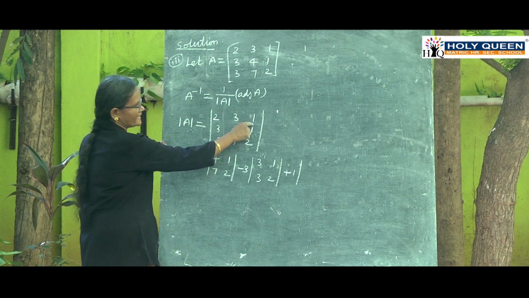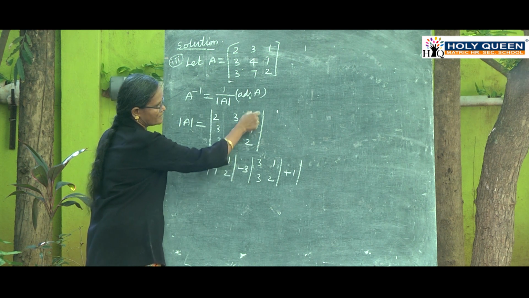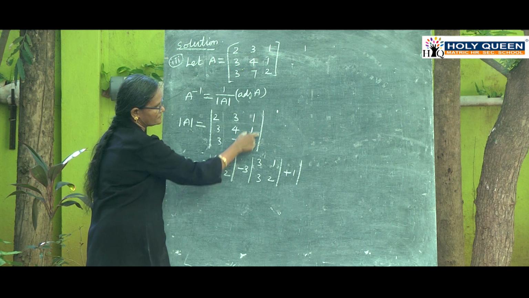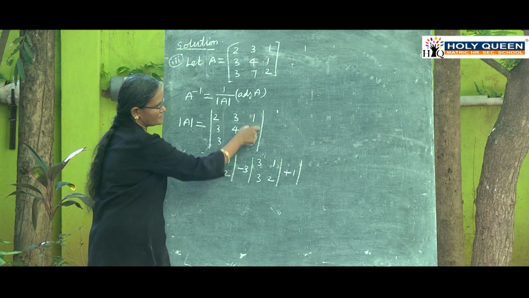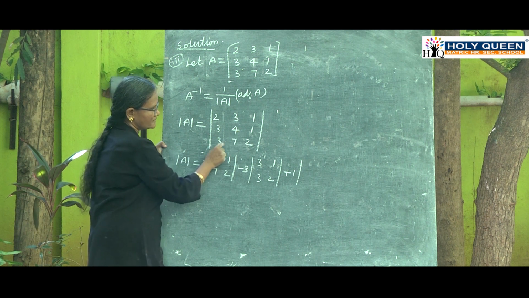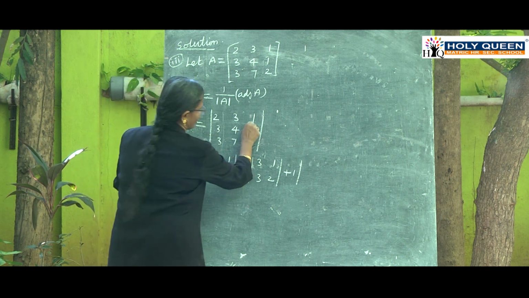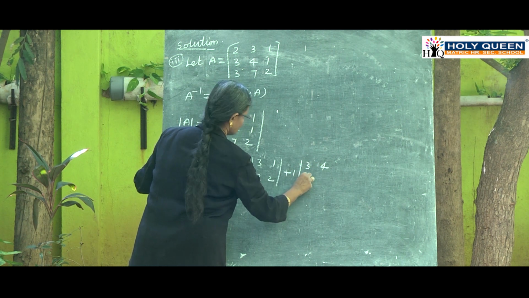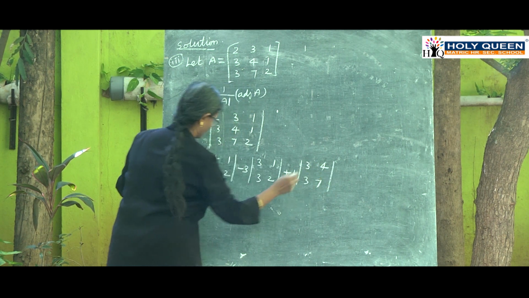The position of 1 is first row under the third column. Ignore that first row and third column. What are the remaining elements here? 3, 4, 3, 7. The minor of 1 is 3, 4, 3, 7.